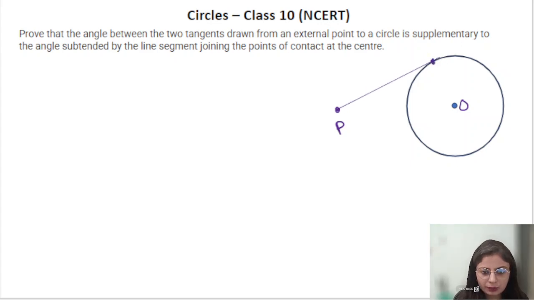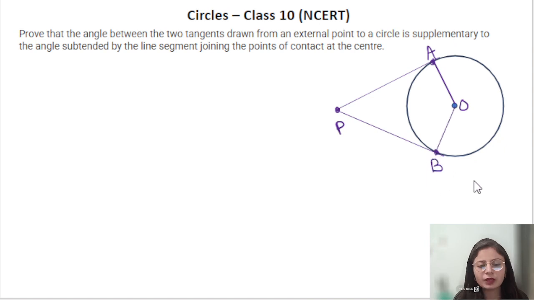And this is the point of contact. I'll mark it as A. And one more tangent I'll draw to this circle. And I'll mark this point of contact as B. Okay. Now I'll draw the line segments joining the point of contact at the center. So this is my point of contact and this is my center. So one line segment is this and second line segment would be this.